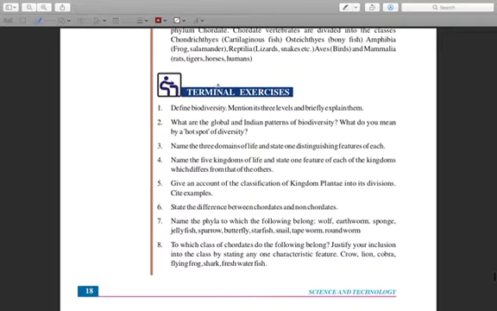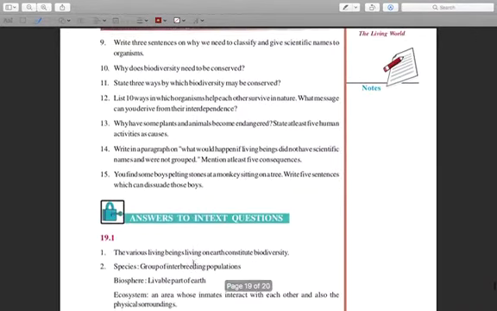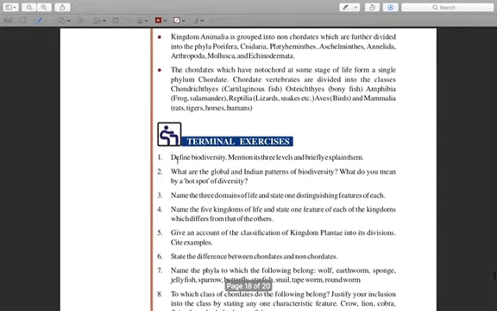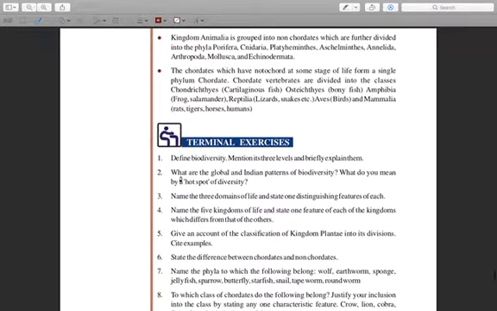Third homework is that the terminal exercises questions are there, around 15 questions. So you have to go through the lesson and mark down the answers. For example, the first question: define biodiversity, mention its three levels and briefly explain them. So carefully read the questions and mark down the answers. So here, define biodiversity, first part; mention its three levels and briefly explain them. So you have three parts there.